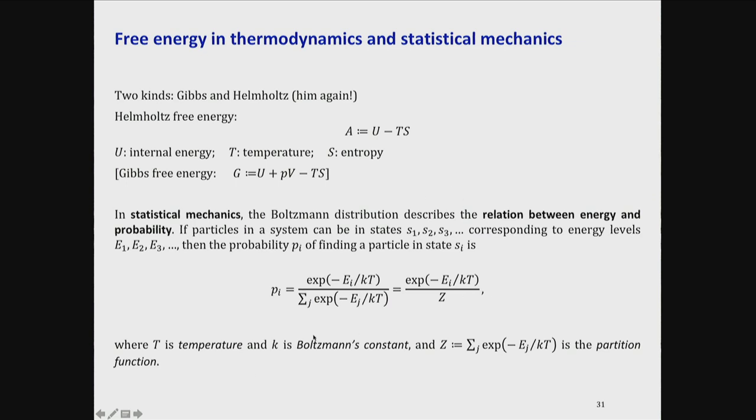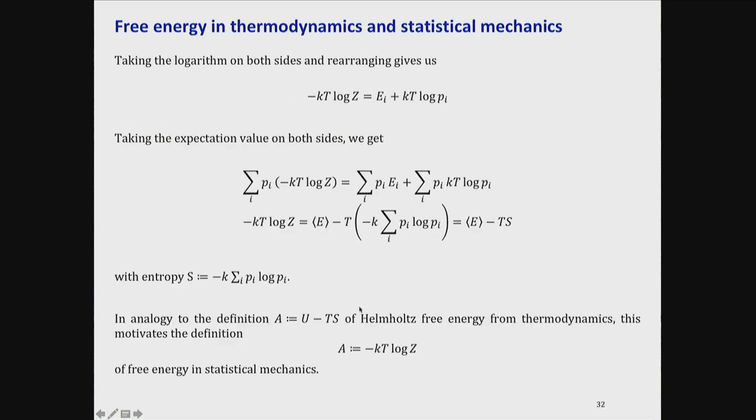So T is temperature here, K is Boltzmann's constant, and Z is called the partition function. It is simply the sum over all these exponentials of minus energy divided by kT. Taking the logarithm on both sides and rearranging gives us this. You will get the slides, you can check this at home. Taking the expectation value on both sides, we get this. So now we have minus kT times log Z is the expected energy minus temperature times entropy.